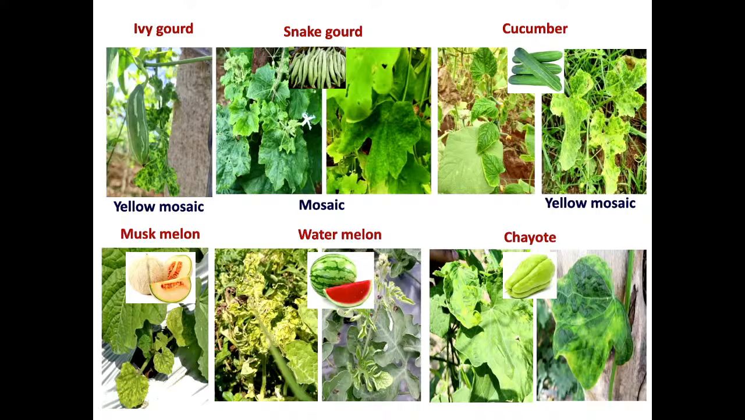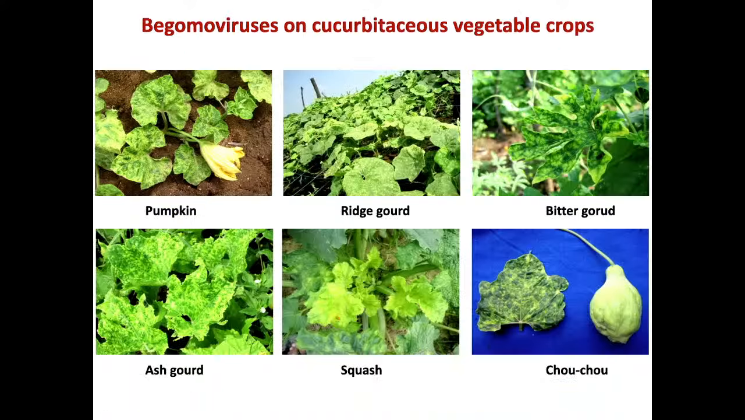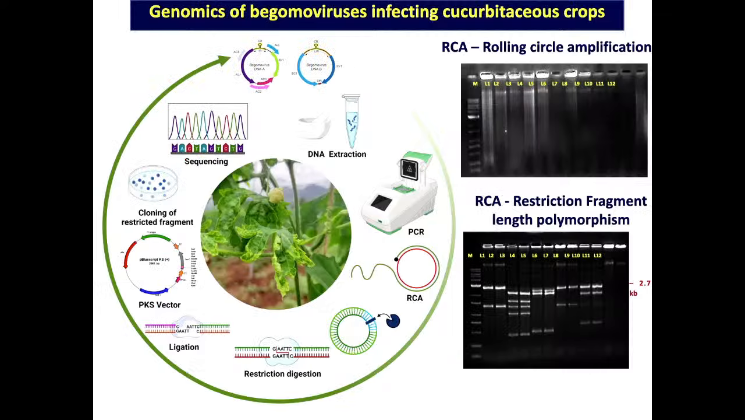On ivy gourd also you get yellow mosaic, and on snake gourd, typical characteristic mosaic mottling can be seen. On cucumber, yellow mosaic is the common symptom. On muskmelon, yellow mosaic is predominant, and leaf malformation or deformation of the fruits can also be seen in the majority of the crops. Similarly in chayote, typical mosaic mottling as well as puckering of the leaves are additional symptoms. This is a severe outbreak with yellow predominance on the leaf surfaces.